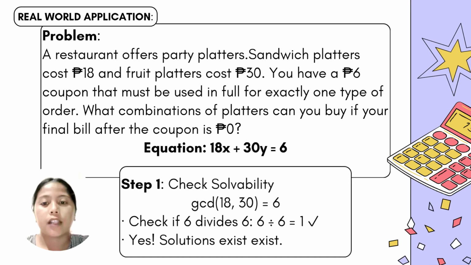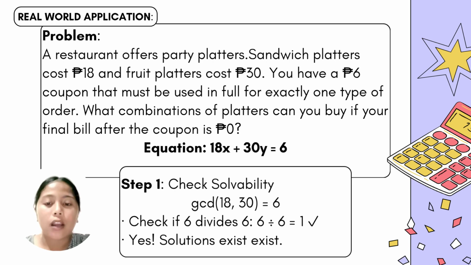And now let's try another different example, which is a real world application. Our problem is: a restaurant offers party platters. Sandwich platters cost 18 pesos, and fruit platters cost 30 pesos. You have a 6 pesos coupon that must be used in full for exactly one type of order. What combinations of platters can you buy if your final bill after the coupon is 0 pesos? So our equation can be expressed as 18x plus 30y is equal to 6.